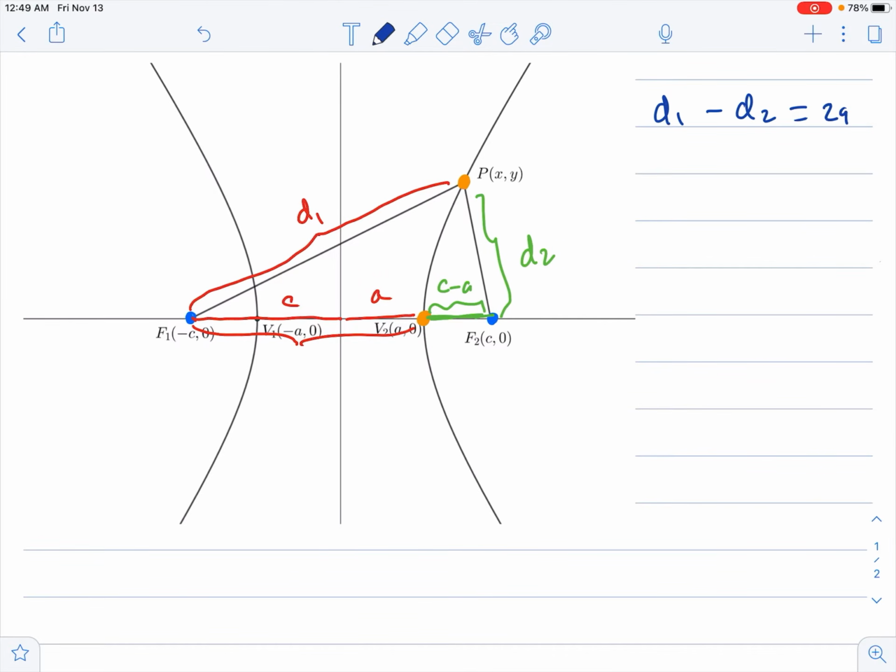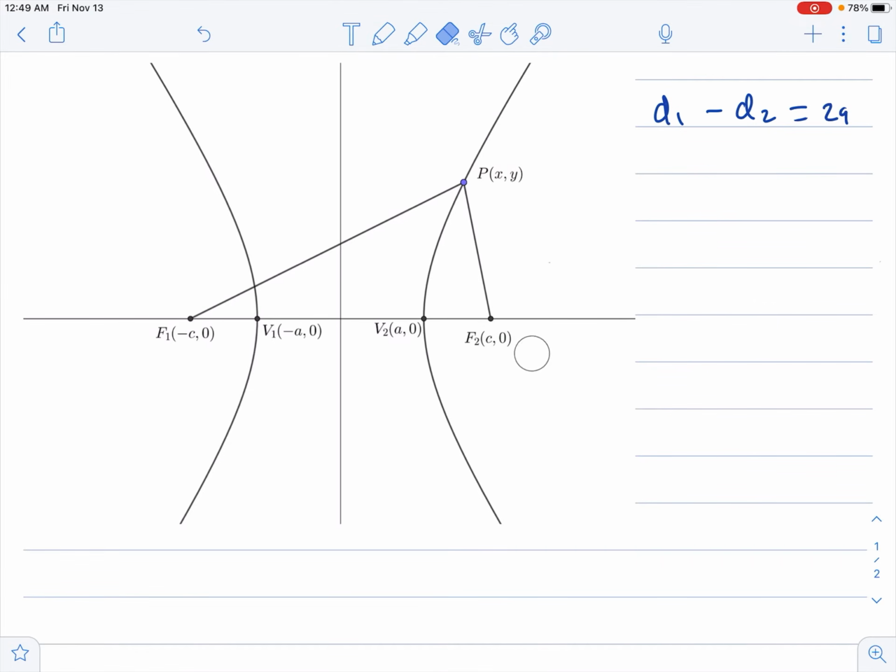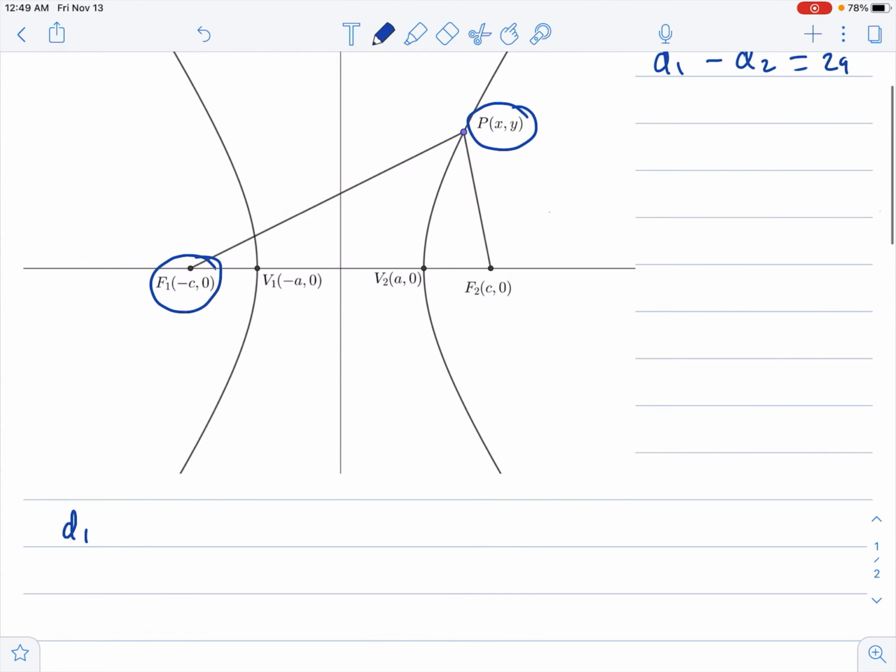Pwede rin natin kunin yung d1 and d2 in terms of the coordinates of the point and the two foci. And we can use the distance formula to do that. So yung d1, we can use the coordinates negative c, 0 tsaka x, y. And using the distance formula, d is equal to square root of x sub 2 minus x sub 1 squared plus y sub 2 minus y sub 1 squared.